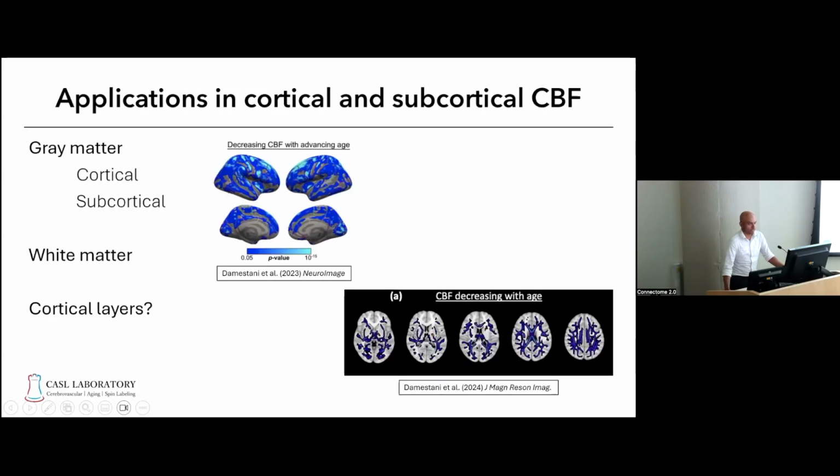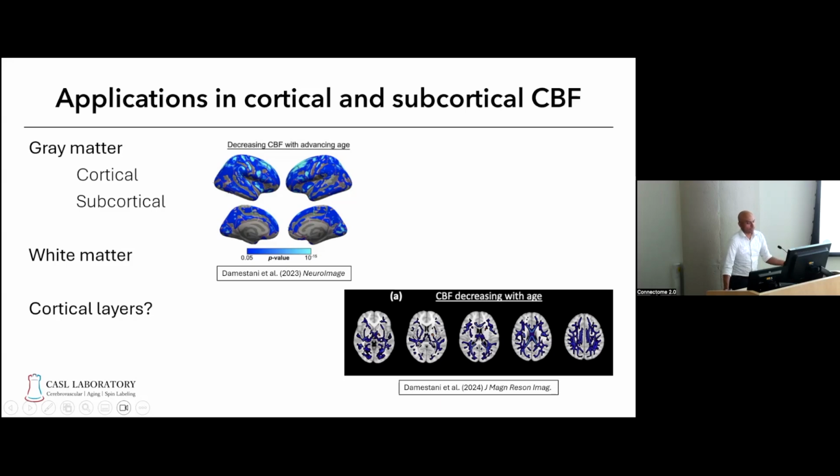So we and others have used ASL at 3T to look at how perfusion in the gray matter cortex and in the white matter changes as a function of age. What these maps are showing on the top are surface-based renderings of statistical tests looking at CBF as a function of age in the cortical gray matter. Every region you see in the blue or the light blue here is a region where there's a significant association with lower CBF and older age. The same is true with the white matter as well. If we apply these transformations to look at CBF as a function of the white matter skeleton, we see a pretty widespread association between older age and lower CBF.